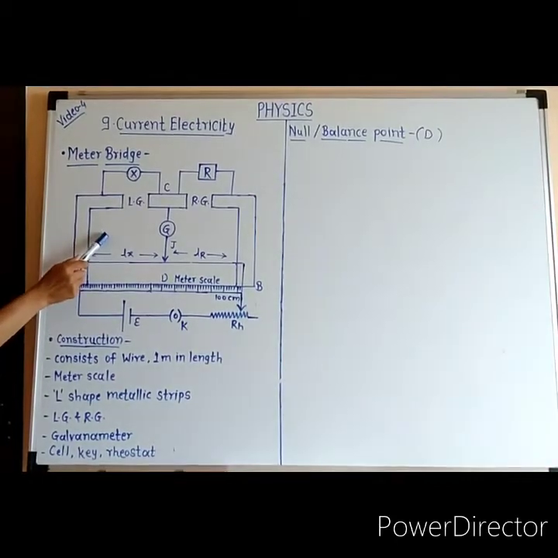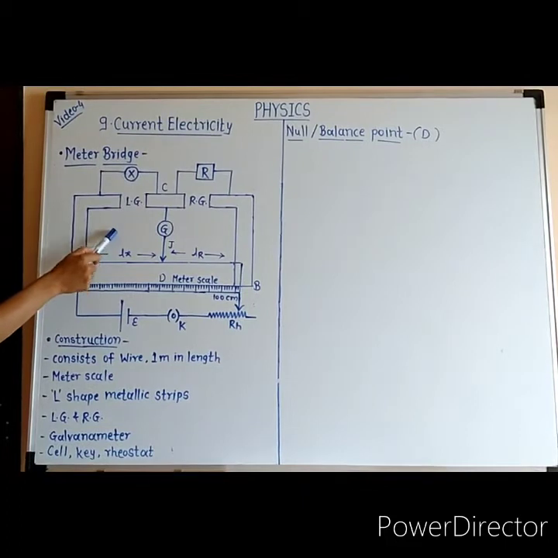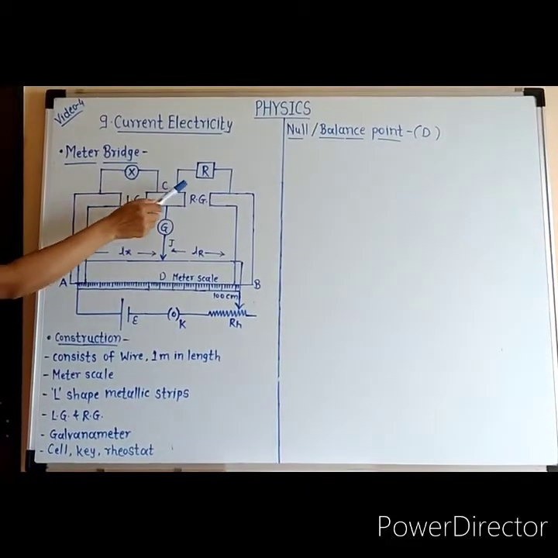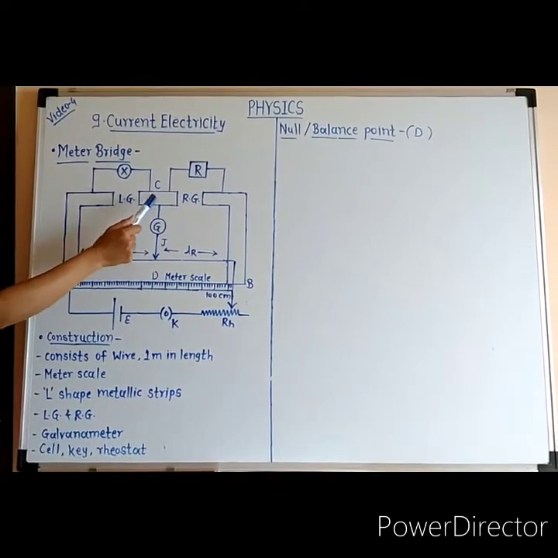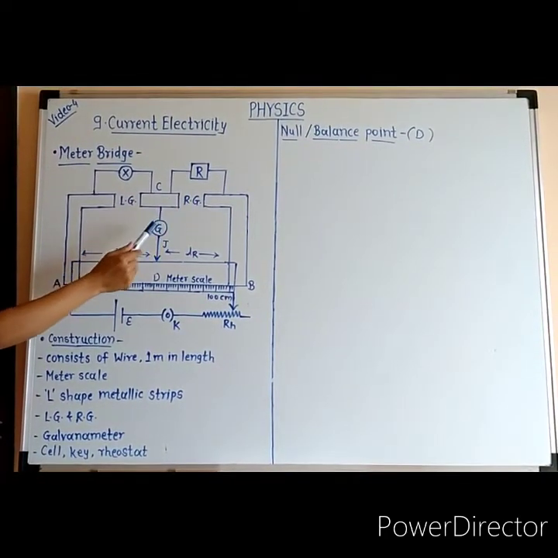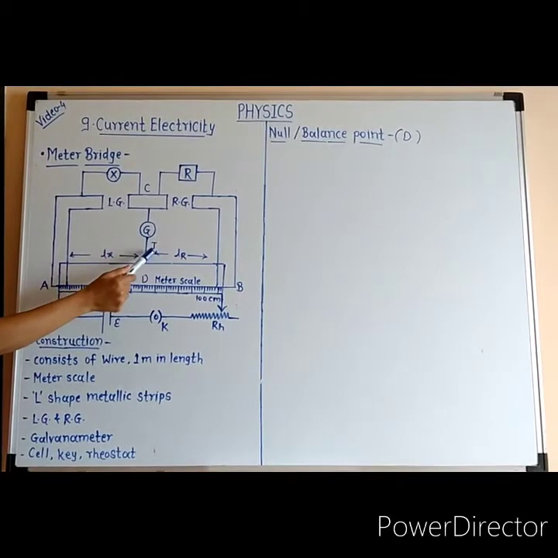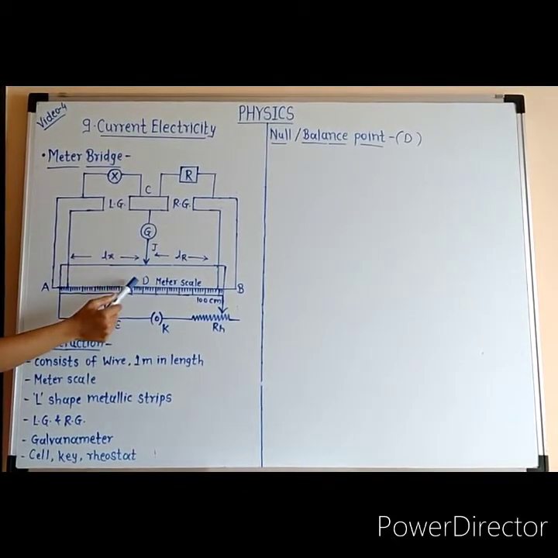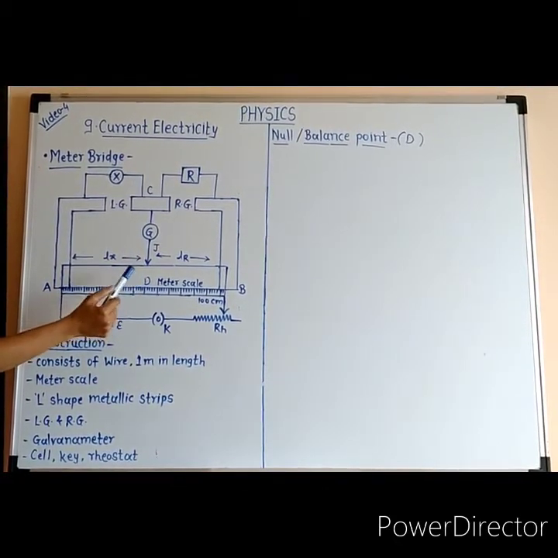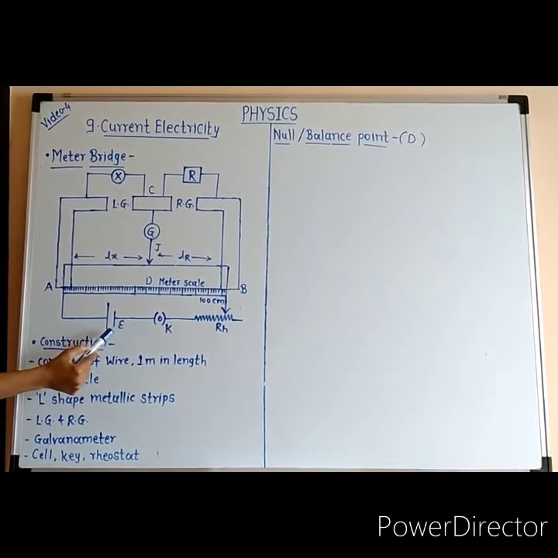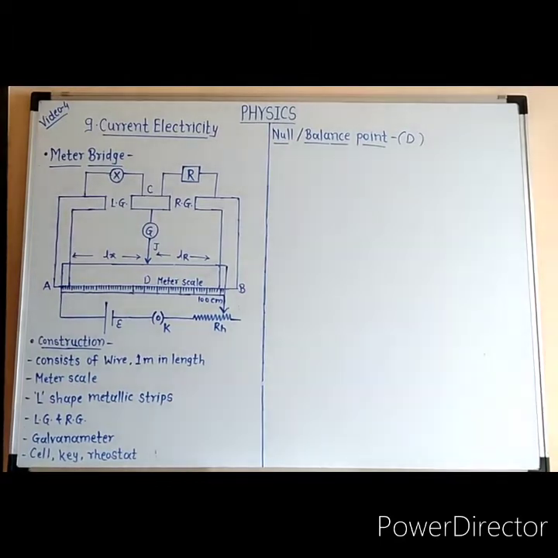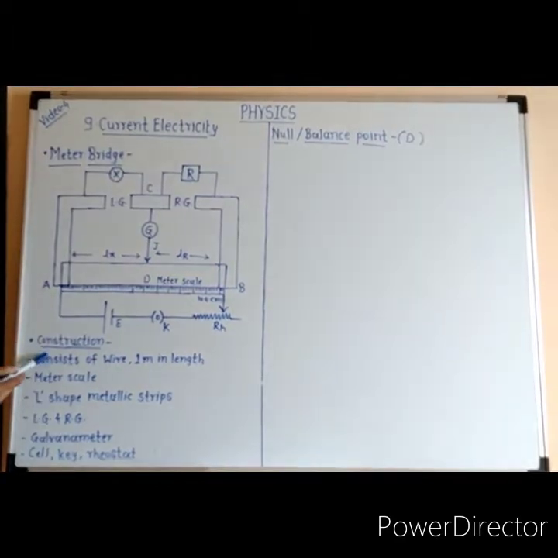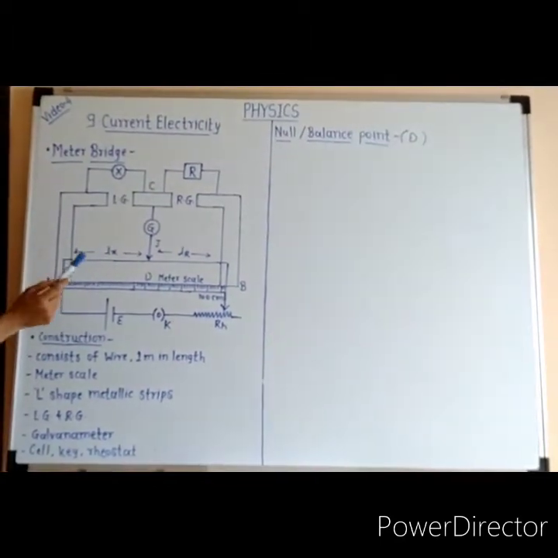This is the circuit diagram of the meter bridge. In this circuit diagram, X is the unknown resistance, R is the resistance box, LG is the left gap, RG is the right gap, G is the galvanometer, J is the jockey, D is the null point or the balance point, E is the battery with the EMF E, a key and the rheostat. Now we will see the construction of this circuit diagram.